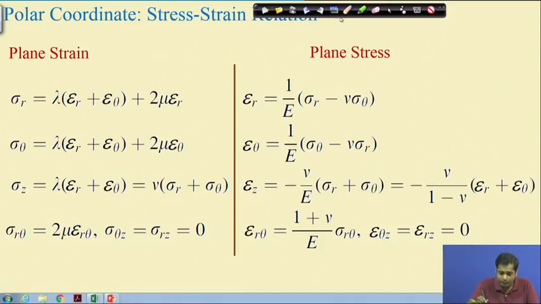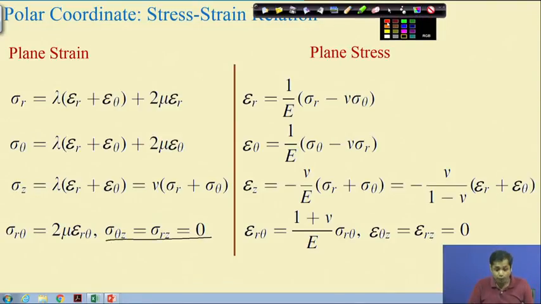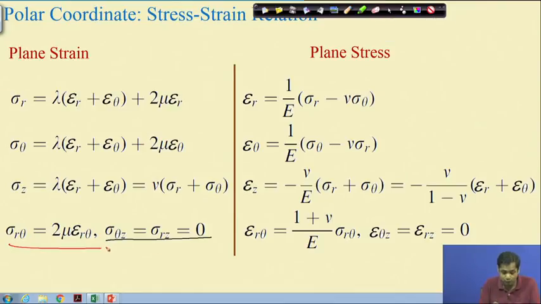Please recall, this has been discussed many times, but again, for a plane stress problem, the stresses in a particular direction are 0. For a plane strain problem, the strain along the z direction is equal to 0, but it does not mean that all the stresses will be 0. We may have sigma z as a function of sigma r and sigma theta.